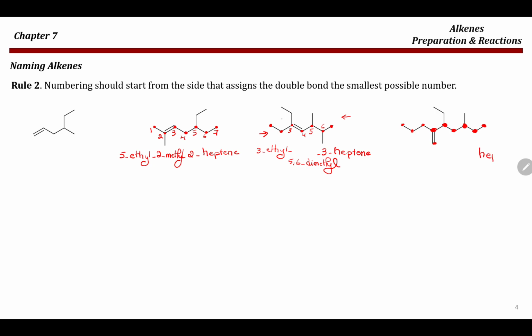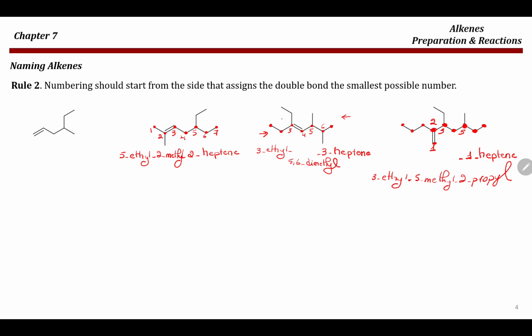So that's heptene again. The double bond is definitely at position 1. So that's 1-heptene. And then at position 2, we have a propyl group. At position 3, we have an ethyl group. And at position 5, we have a methyl group. We have to write them in alphabetical order. So ethyl goes first. So 3-ethyl. And then M, so 5-methyl. And then we have 2-propyl, 1-heptene.